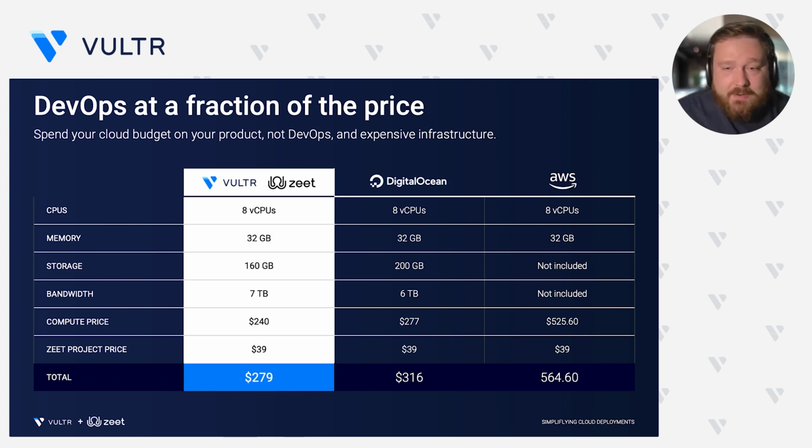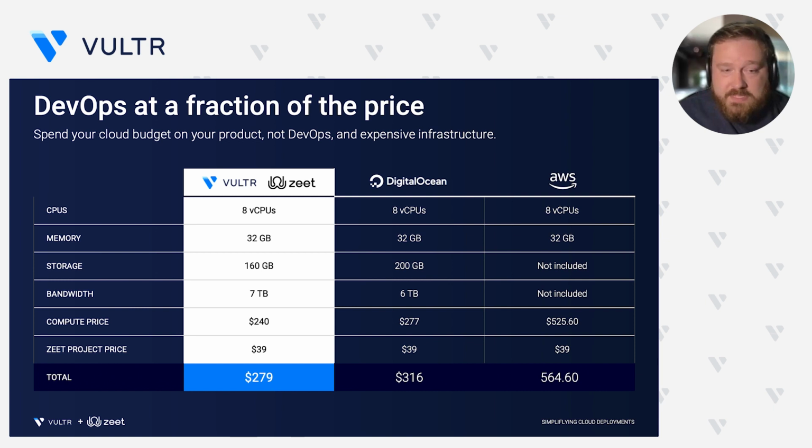Right now, we're looking at a comparison among very similar virtual machines deployed on different clouds, also with Zeet managing them. So with Vultr, if you look at our configuration compared to DigitalOcean or AWS, you're already saving money. You're saving upwards of 20% on DigitalOcean, and that's just because of their recent price increases. But when you look at AWS, you're saving almost 50%. And that's mainly due to storage and bandwidth not being included on an AWS package.